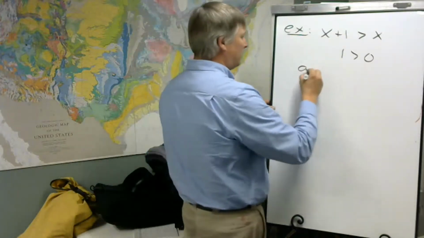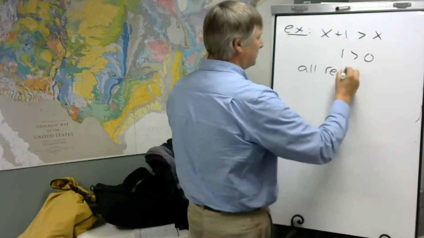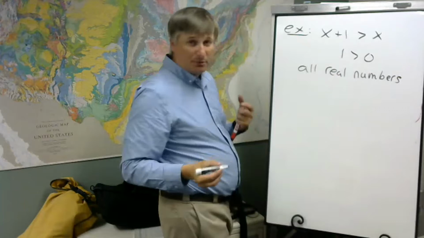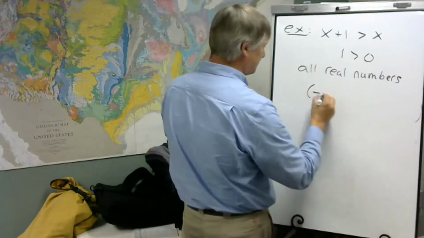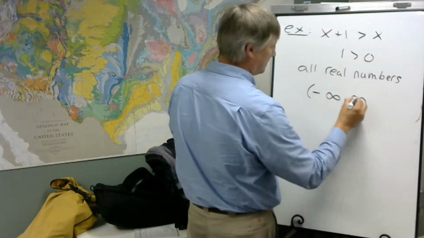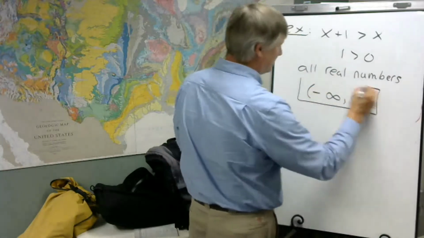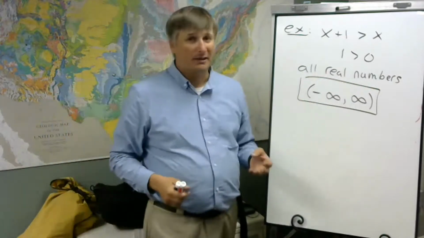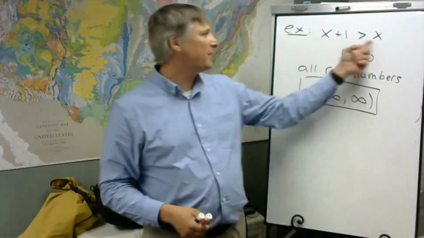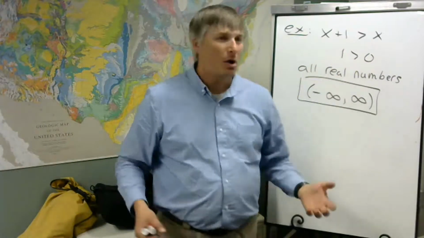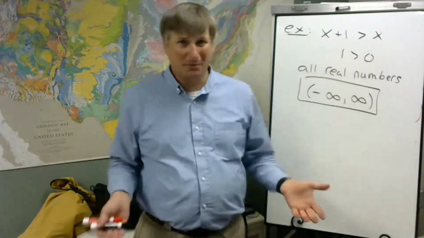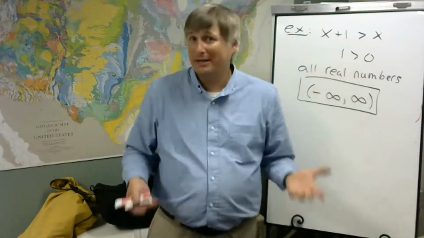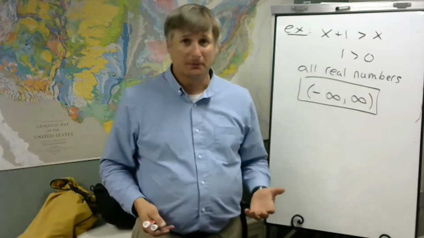So the answer here is all real numbers. And the way we express this in interval notation is negative infinity to infinity. So you could get results like this. And what will happen is if you cancel your x's, you're going to get some numerical inequality that's just true. It's like the x's have disappeared. We didn't want that to happen, but they did. You get something that's correct. 1 is greater than 0. Answers are all real numbers.